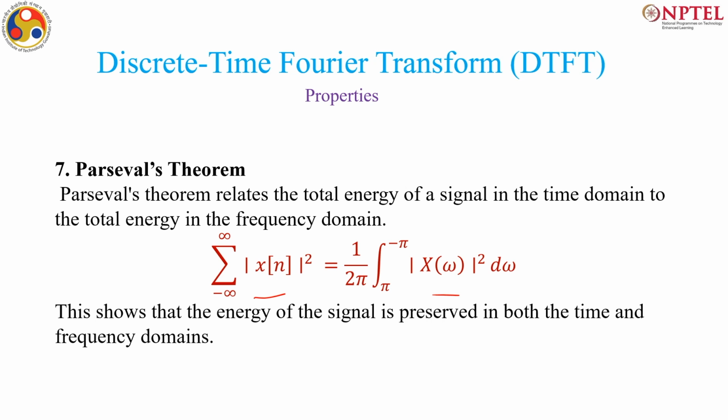How do you find the energy in the time domain of a signal? You take the magnitude, square the signal values and then sum over n. This is your energy in the time domain, and this will be the same as the energy in the frequency domain, which is obtained by this formula: 1 by 2 pi, integration from minus pi to pi, because this is the span of your frequency spectra. And again this is from minus pi to pi, and the second thing is that this omega, as I said, is a continuous variable. So, you get this integration.